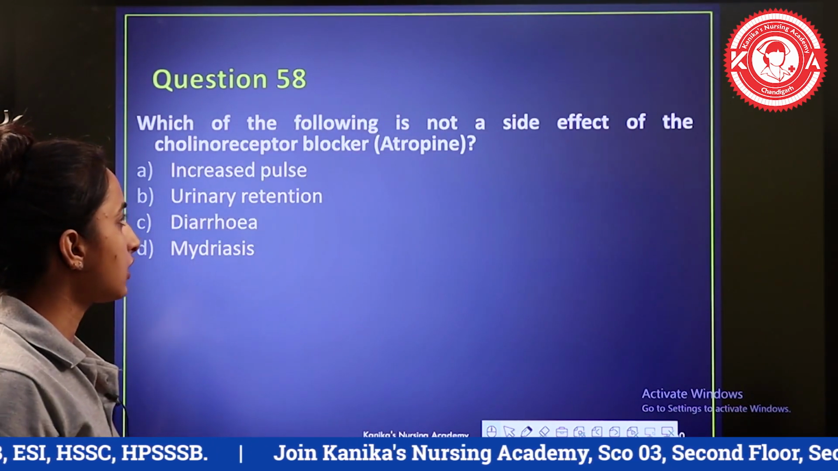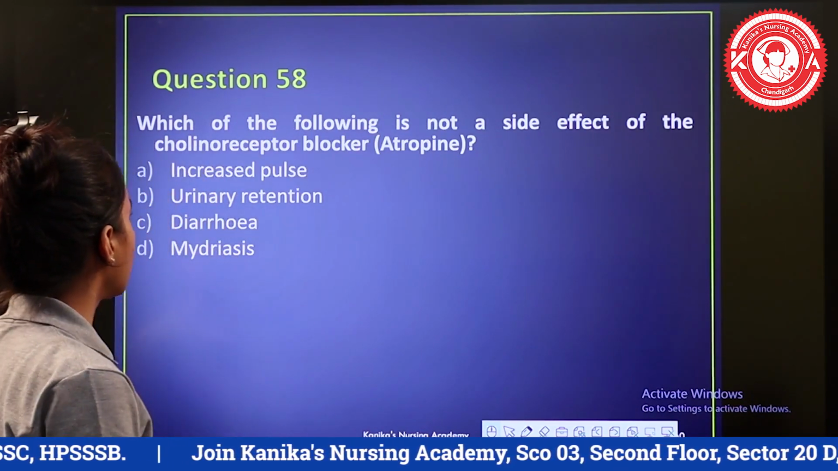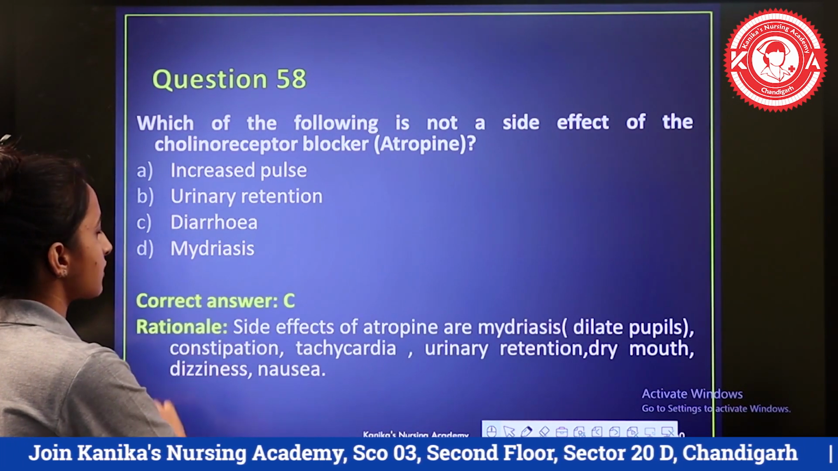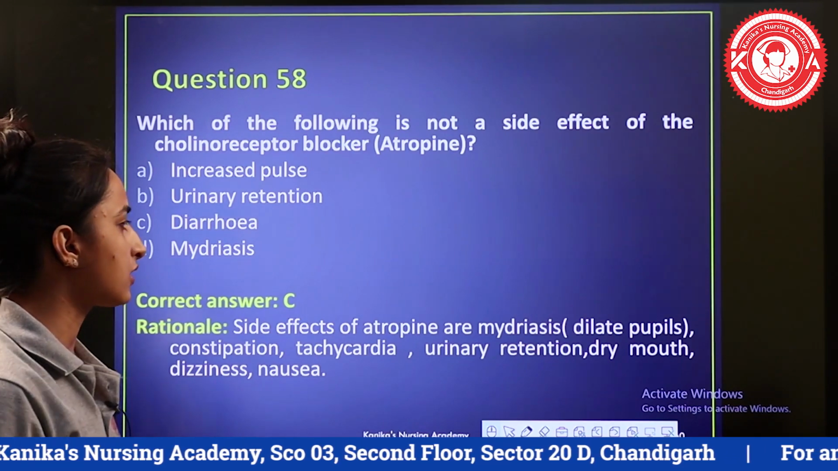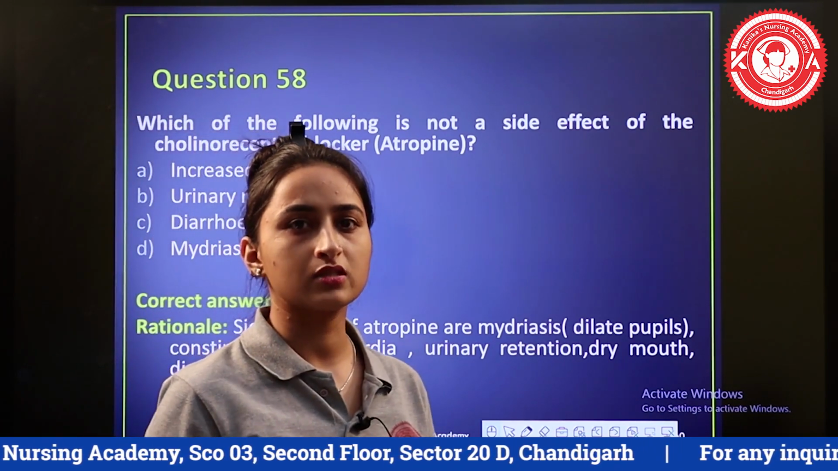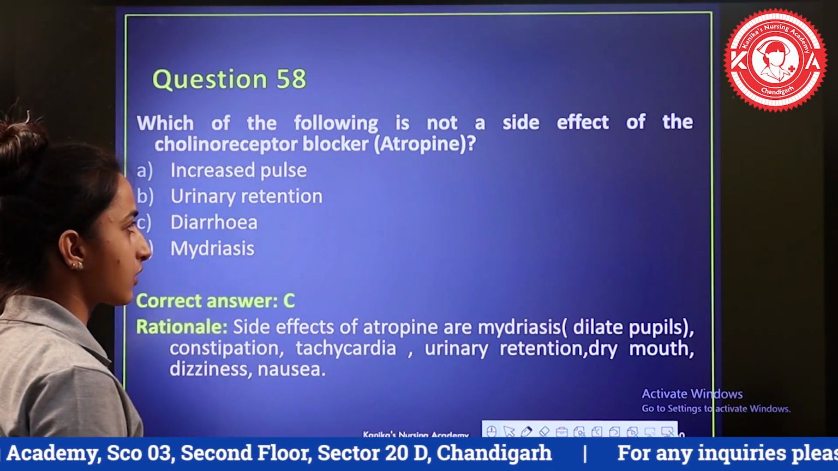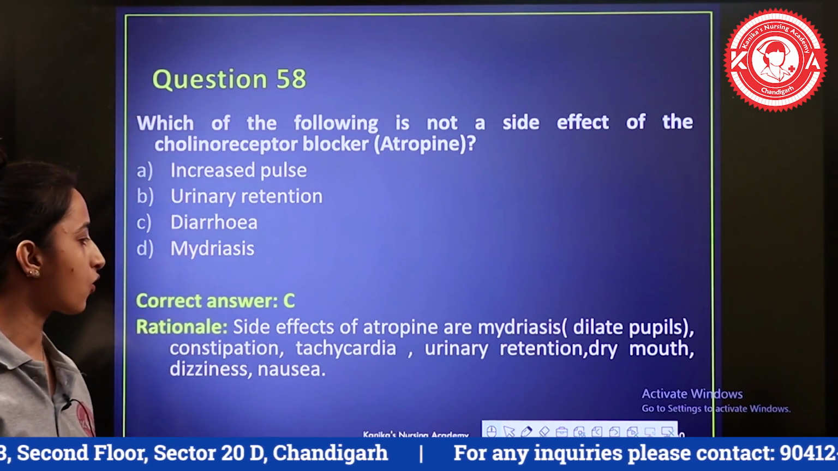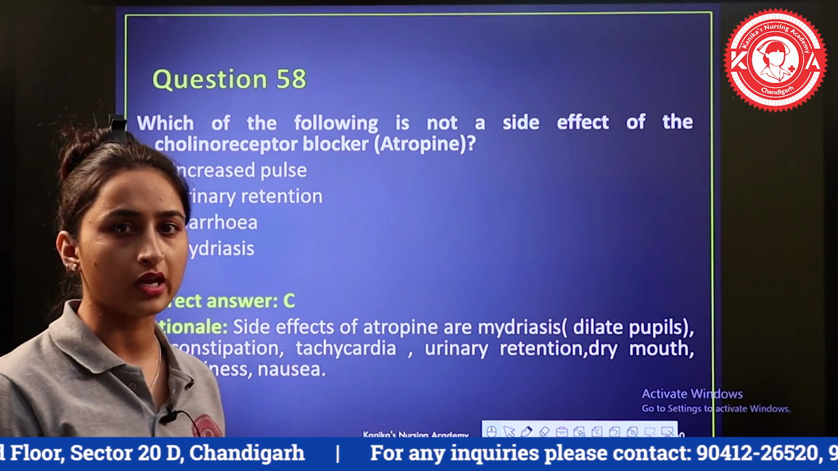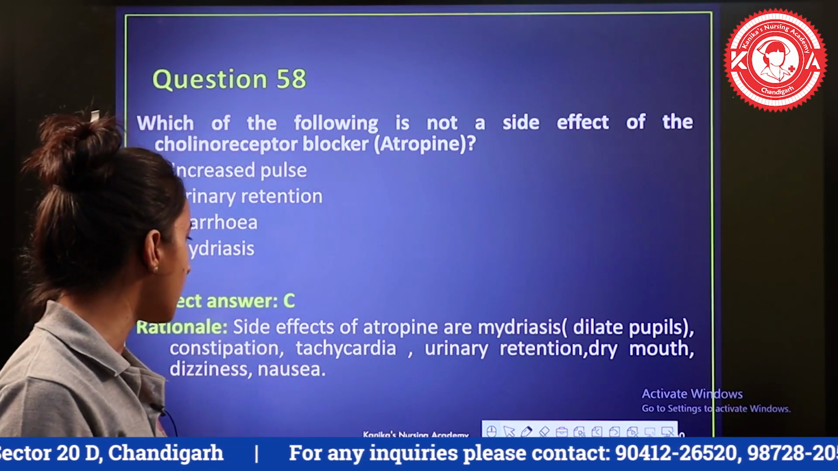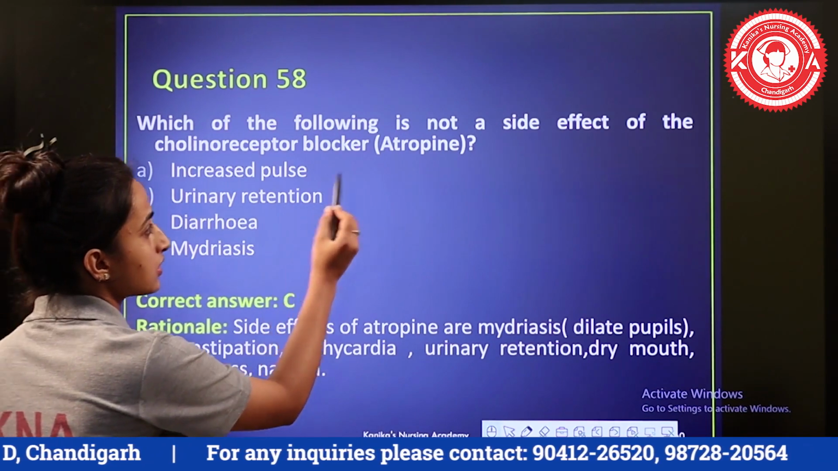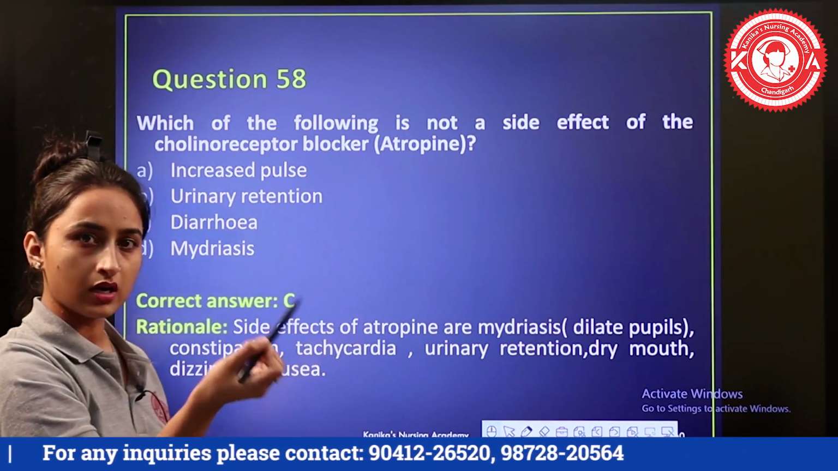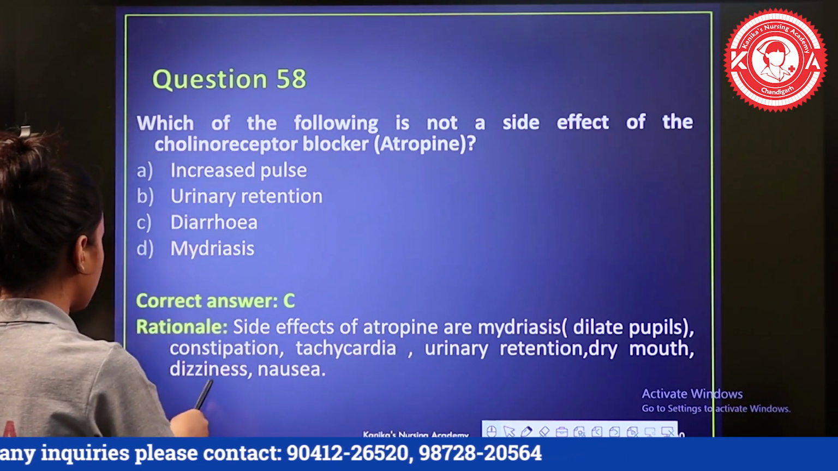Next, which of the following is not a side effect of the cholinoceptor blocker, that is atropine. If we talk about the side effects of atropine, always remember atropine is a mydriatic drug. Mydriatic means it can dilate the pupils, and the other side effects are constipation, tachycardia, urinary retention, drowsiness, dry mouth and nausea. Here the question asks, not a side effect. So that is diarrhea, because it can cause constipation. So the right answer is C.